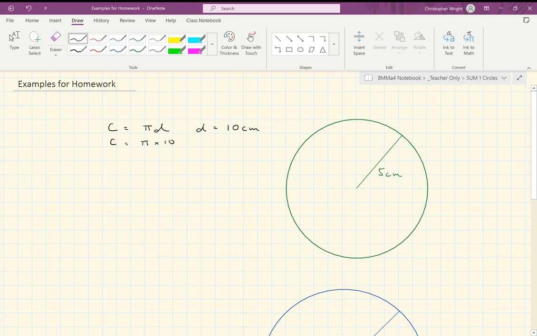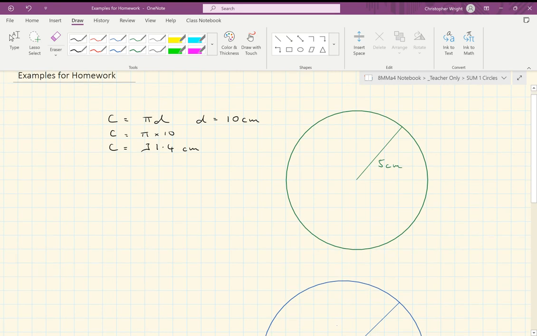Incidentally, if it wanted me to give the answer in terms of pi, then I could just write c equals 10 pi centimeters. Okay, but if it wants me to go ahead and work out the answer to one decimal place, then I can write c equals, on my calculator, pi times 10, and I get 31.41. So to one decimal place, it's going to be 31.4 centimeters.